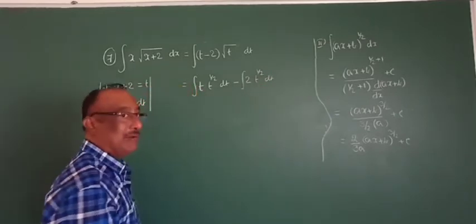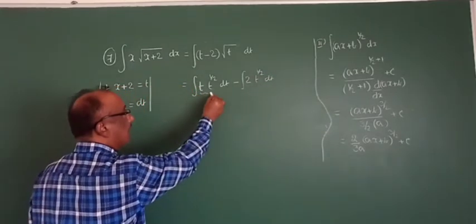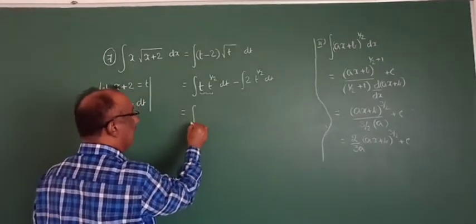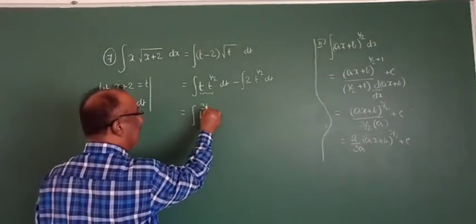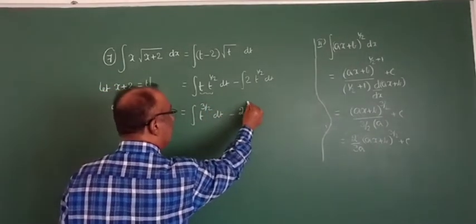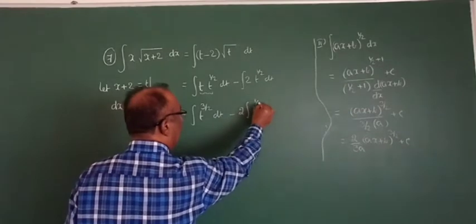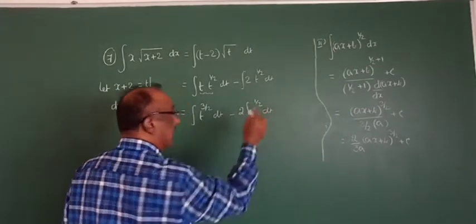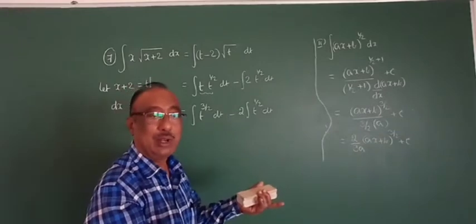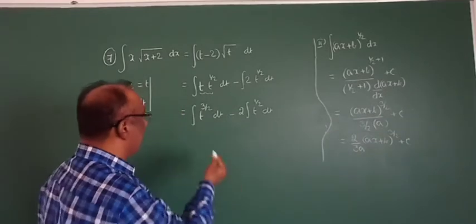Is it clear, everyone? The bases are equal, so we add the powers. So the integral of t power 3 by 2 dt minus 2 outside, the integral of t power 1 by 2 dt. Single function, so write down the x power n formula.